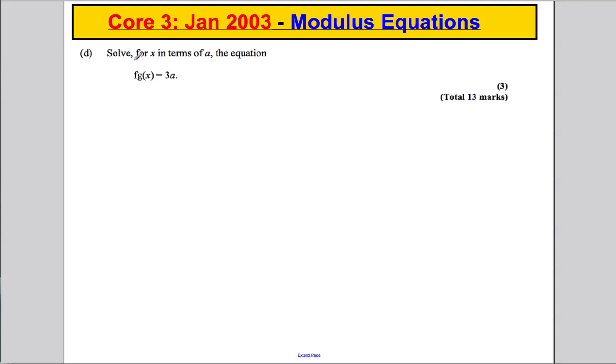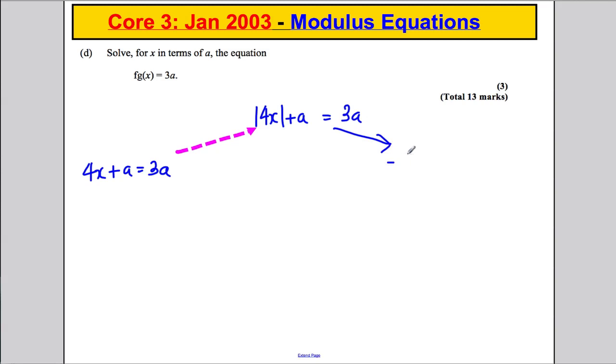And for part D, solve for x in terms of a this equation here. So what we're solving is mod 4x plus a is equal to 3a. So I'm going to solve two things, two strands. On the one hand, I'm going to solve where 4x, the positive of this modulus, plus a equals 3a. And on the other hand, I'm going to solve where the negative of the expression inside the modulus plus a equals 3a. Subtracting a off both sides, 4x would be 2a, and dividing by 4, x would be a over 2.